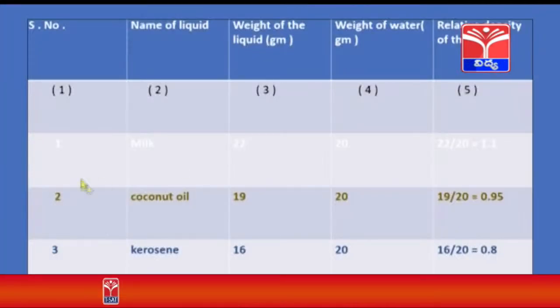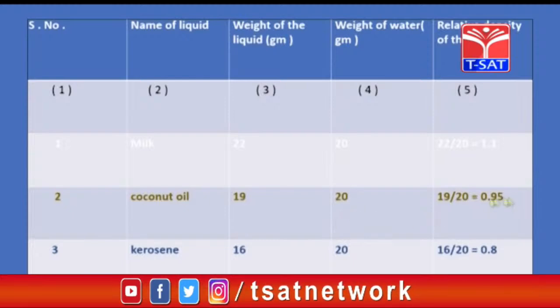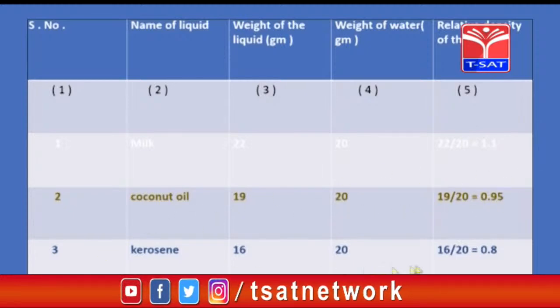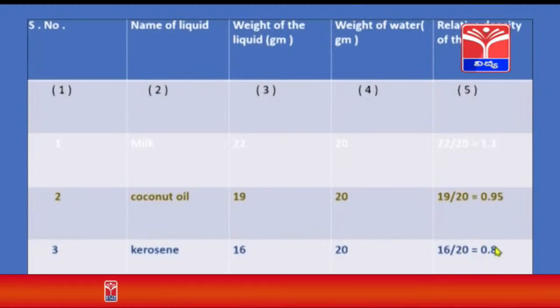Now you can see it in tabular form. For milk we have 22 and 20, that is 1.1 as the relative density. For coconut oil, 19 and 20, so 19 by 20 is 0.95. For kerosene, 16 and 20, that is 0.8. With this we can understand whose density is more. Think, children. The relative density of milk is 1.1, coconut oil 0.95, and kerosene is lighter. So the density of kerosene is the least among the three.